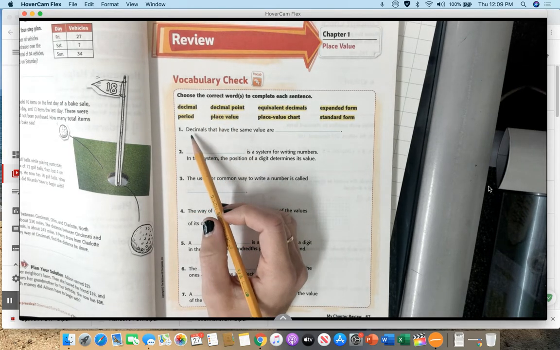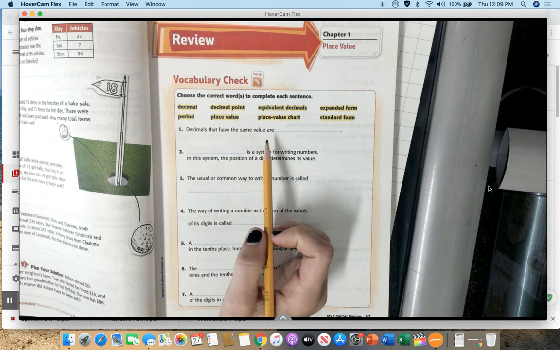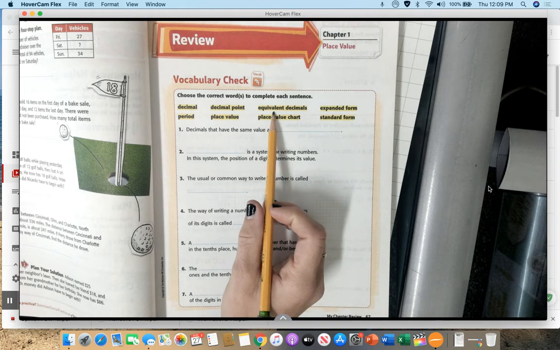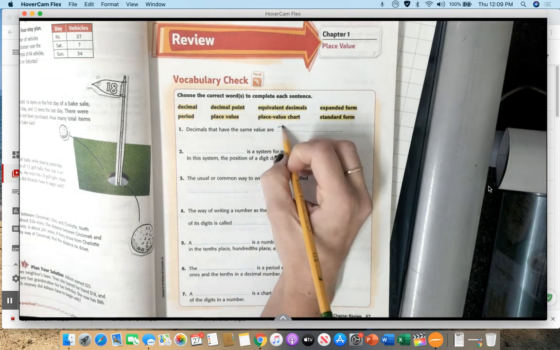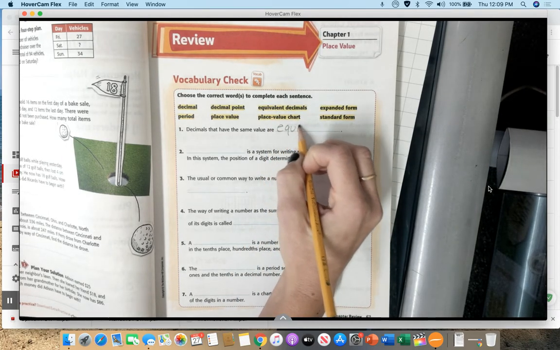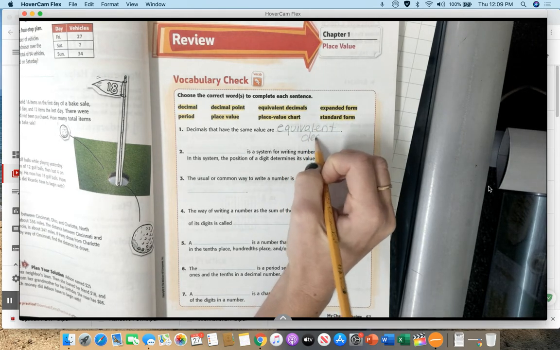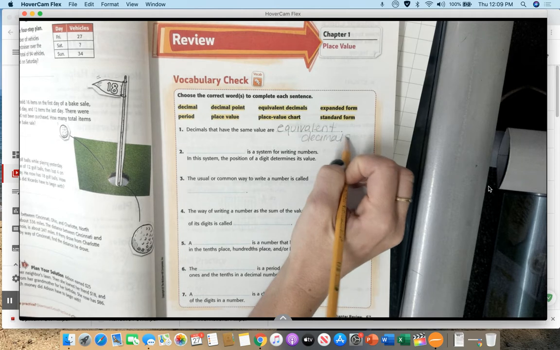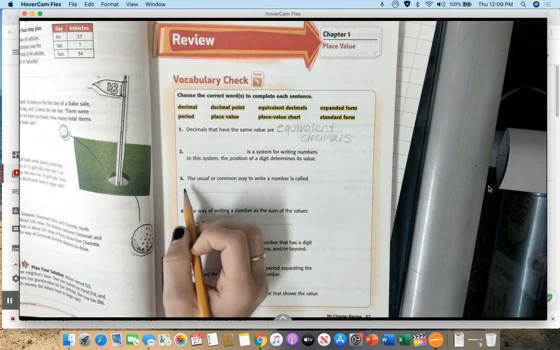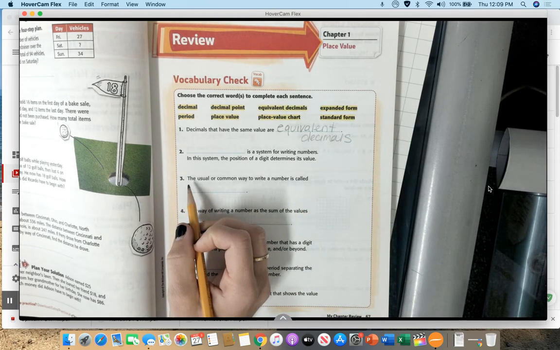Number 1, decimals that have the same value are what? What does it mean to have the same? It means that they are equivalent decimals. So we're going to fill that in. Number 2, blank is a system for writing numbers. In this system, the position of a digit determines its value. So this is called place value.